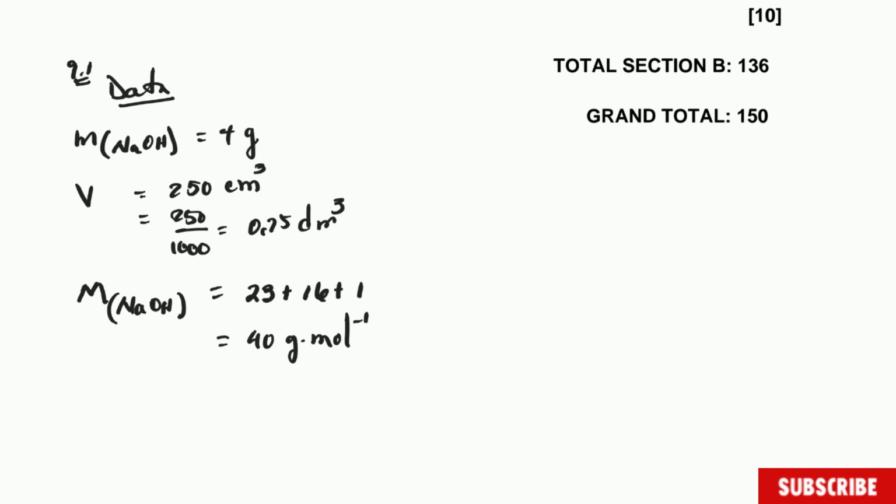Guys, from here we have to calculate the concentration. We already looked at the formula, so concentration is equal to mass divided by molar mass multiplied by volume, which is everything we have. Concentration is equal to 4 grams divided by the product of 40, which is the molar mass, multiplied by 0.25. There we go. So concentration, when you do this simple calculation, guys, you will get 0.4. Let's write that 0.4 properly.